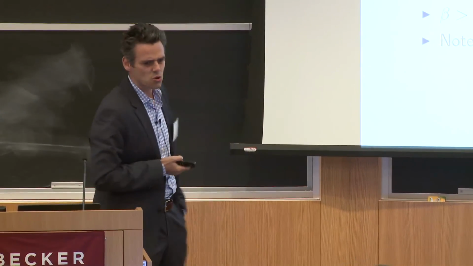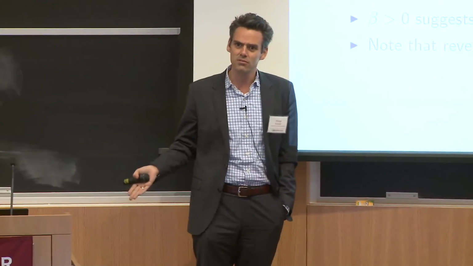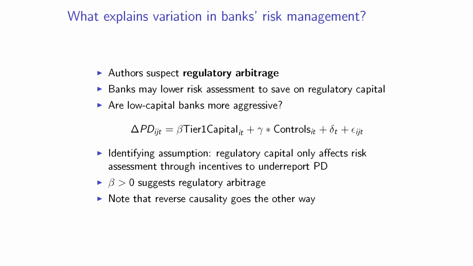And then it's sort of what explains the variation in banks' risk management. Okay? And a natural thing which comes to mind is you're going to suspect there's some regulatory arbitrage. Okay? So banks want to lower the risk assessment to save on regulatory capital. How are you going to look at that? Well, the obvious way is to sort of say, well, let's look at whether the low capital banks are more aggressive in their assessment. They are the ones who are going to give you lower probability of default. And so run these regressions where they put in tier 1 capital, and they do it with and without controls, and so it's robust to doing either one.